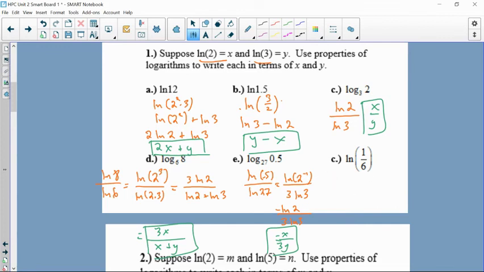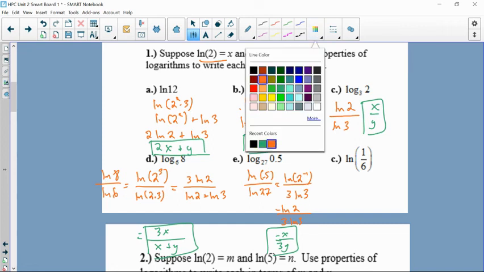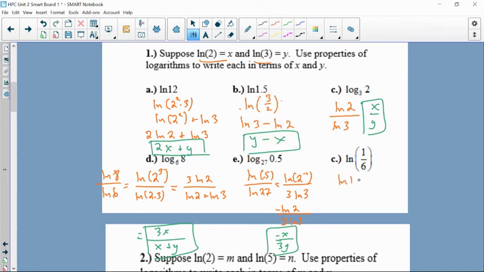Think about this 1/6, right? We could think about that as natural log of 1 minus natural log of 6. And we already knew that that's a 0 minus, and then natural log of 6 is 2 times 3. So I'm going to put that in parentheses, because 6 is 2 times 3. So I'm subtracting that quantity. So then it's the opposite of x plus y, or you could distribute. So it's negative x minus y, which is excellent.